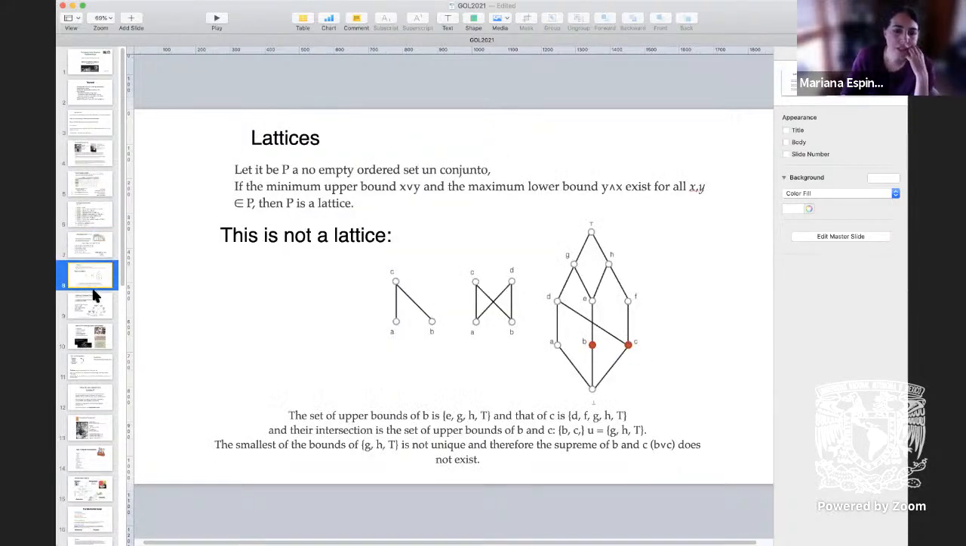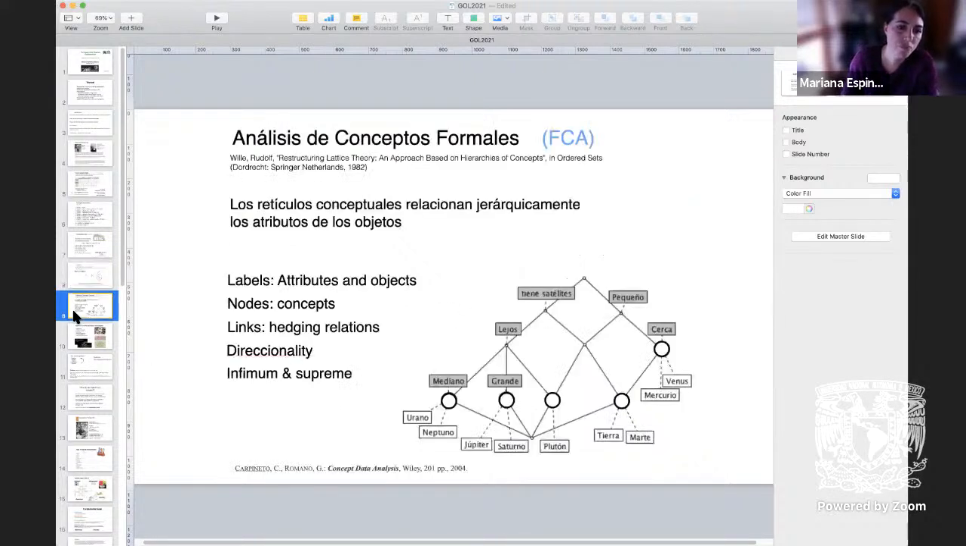And here, this will give you a lattice, but we have to remember that not every network is a lattice. For each two nodes, you have to have a unique upper bound and a lower bound. If it's not unique or does not exist, then it is not a lattice. So labels are attributes and objects. Nodes are concepts. Concepts are a pair of sets, the extension, which are the objects, and the intension, which are the attributes.